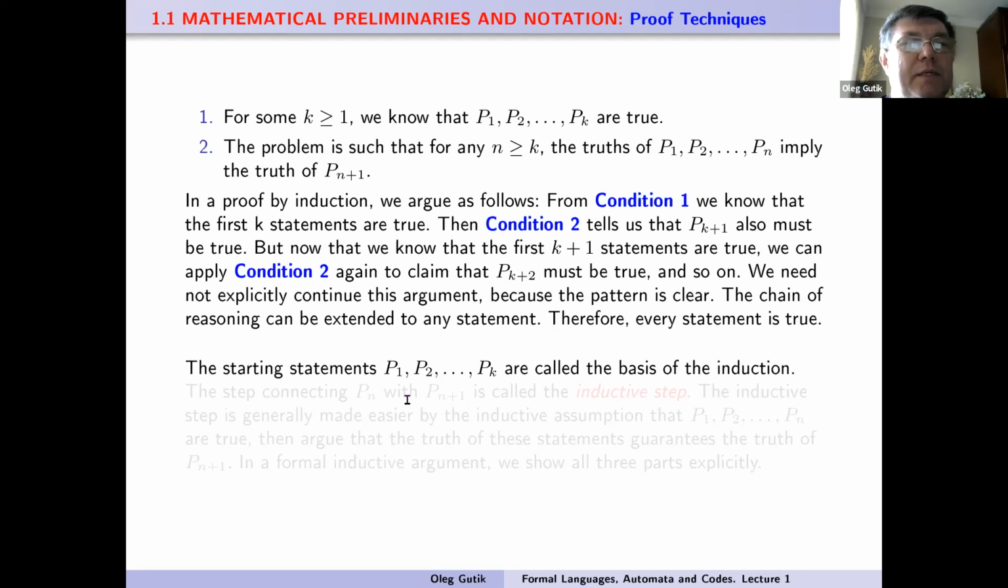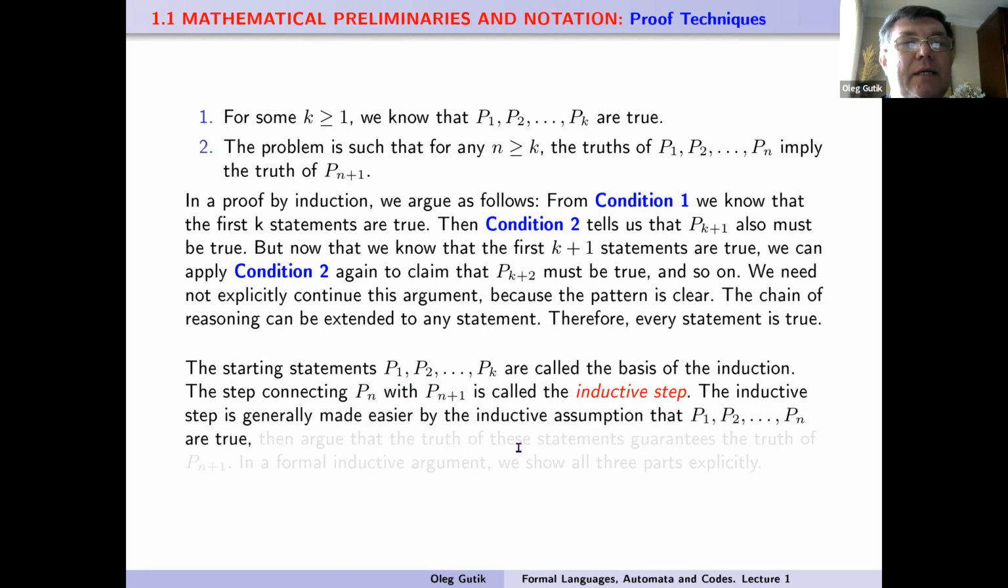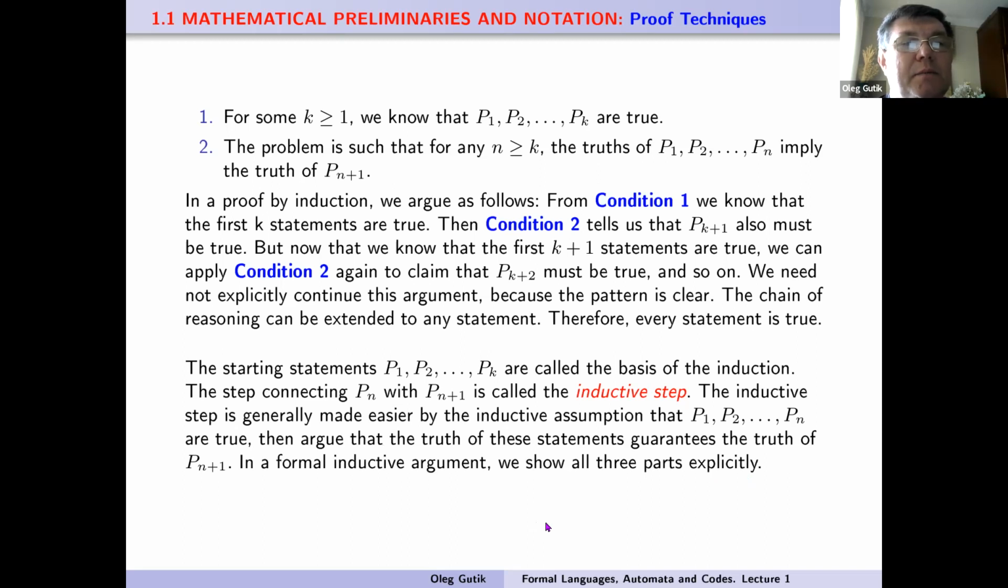The starting statements P1, P2, and so on, Pk are called the basis of the induction. The step connecting Pn with P(n+1) is called the inductive step. The inductive step is generally made by the inductive assumption that P1, P2, and so on, Pn are true, and then arguing that the truth of these statements guarantees the truth of the statement P(n+1). In a formal inductive argument, we show all three parts explicitly.